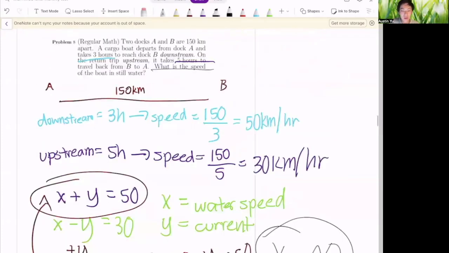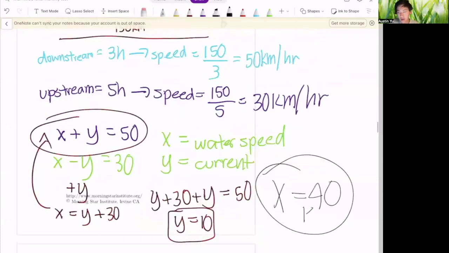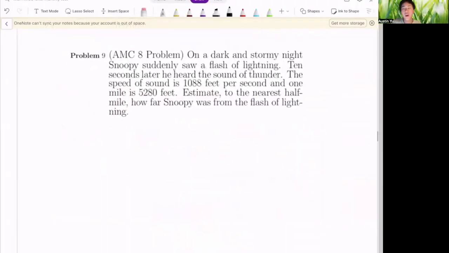What is the speed of the boat in still water? 40 kilometers an hour. Problem 9. On a dark and stormy night, Snoopy, the dog, suddenly saw a flash of lightning. 10 seconds later, he heard the sound of thunder. The speed of sound is 1,088 feet per second, and 1 mile is 5,280 feet. Estimate to the nearest half mile how far Snoopy was from the flash of lightning.